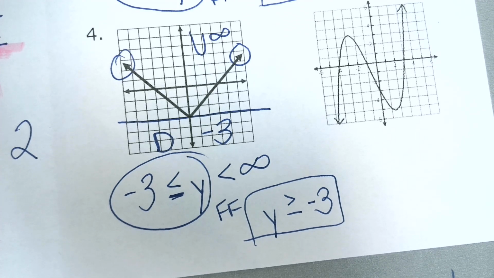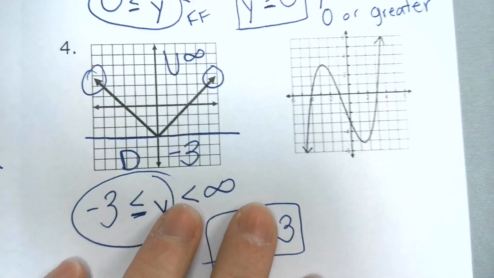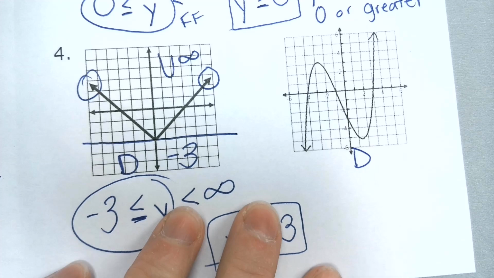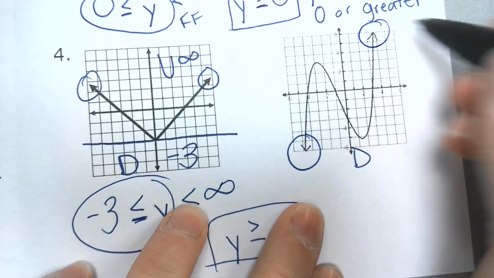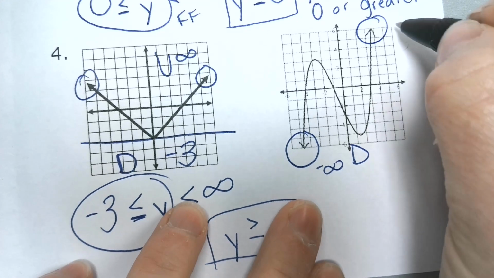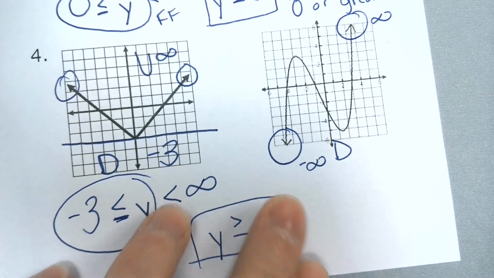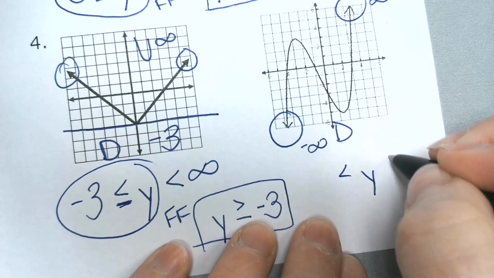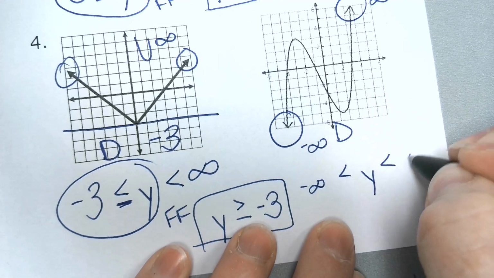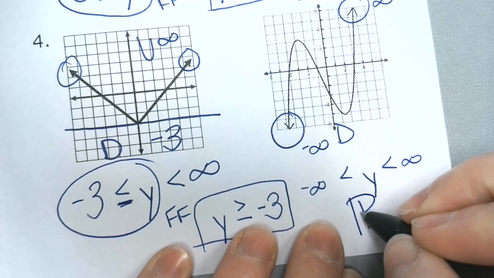Okay, and then the last one that we're going to do is we're going to go how far down? Infinity. How far up? Yep. So we're going to go negative infinity to positive infinity, which is that all real numbers.